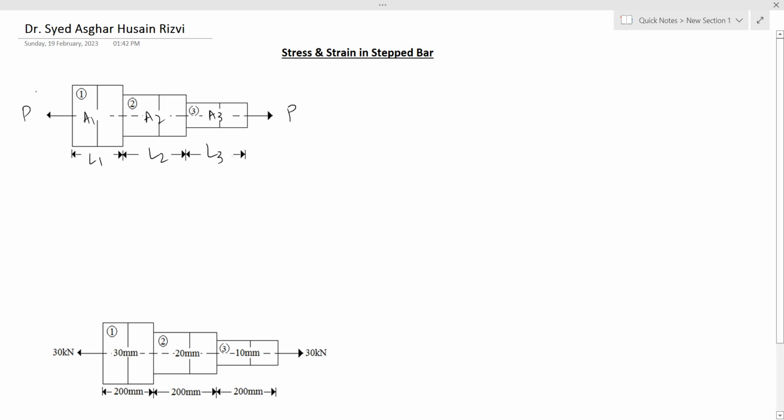Here in the first image, figure 1, you can see that a stepped bar of sections 1, 2 and 3 is shown that is acted upon by a force P on both the sides. Lengths of the sections are given as L1, L2 and L3 and the areas are given as A1, A2 and A3.